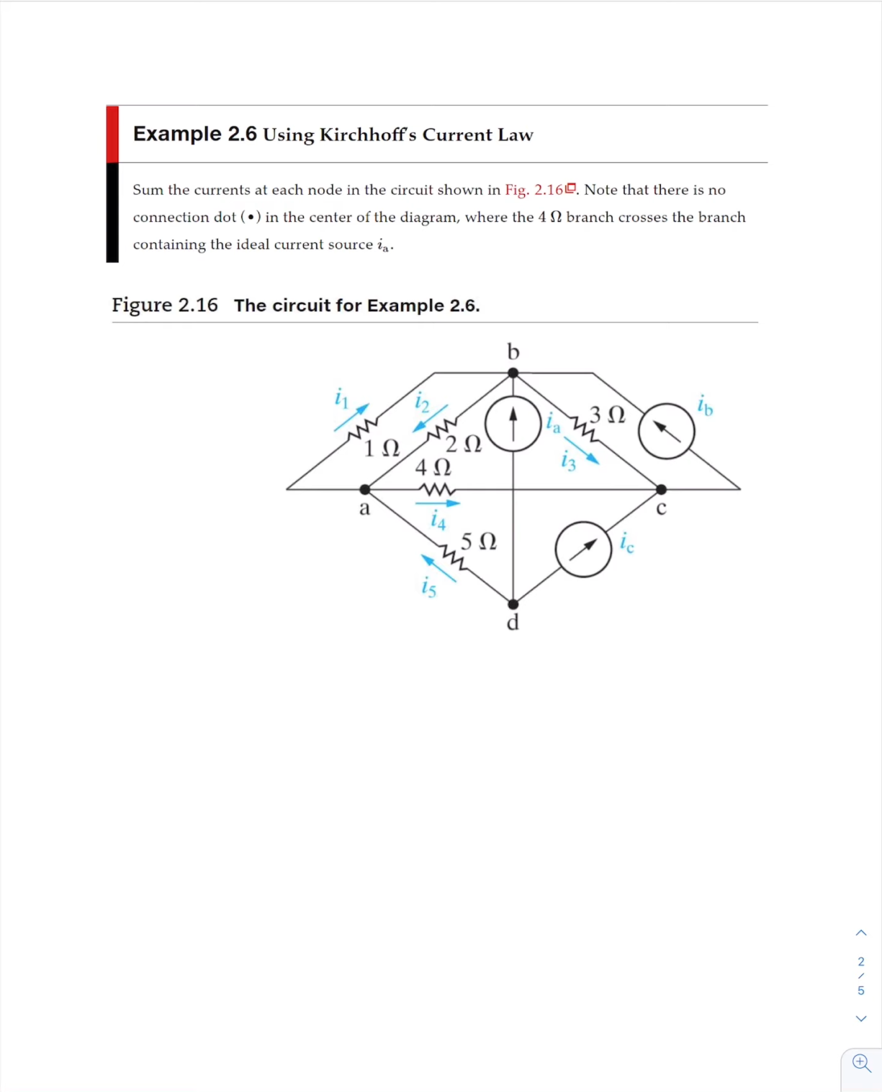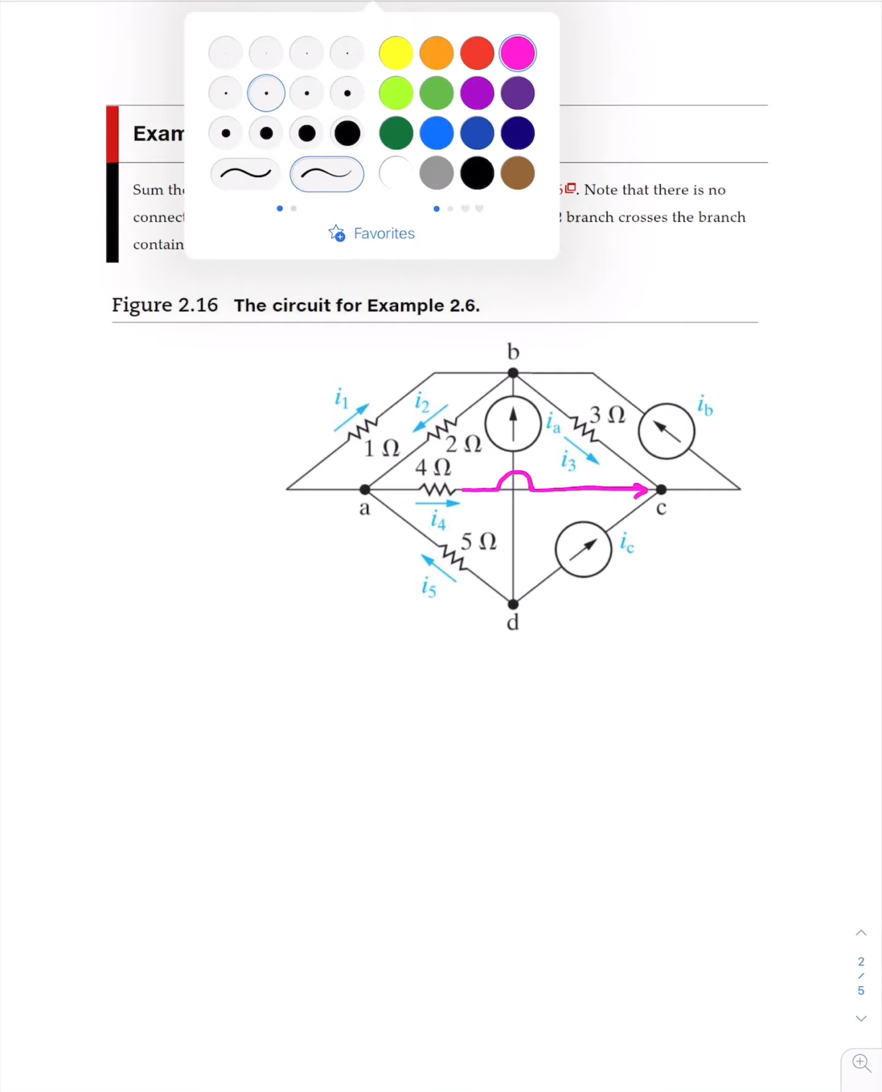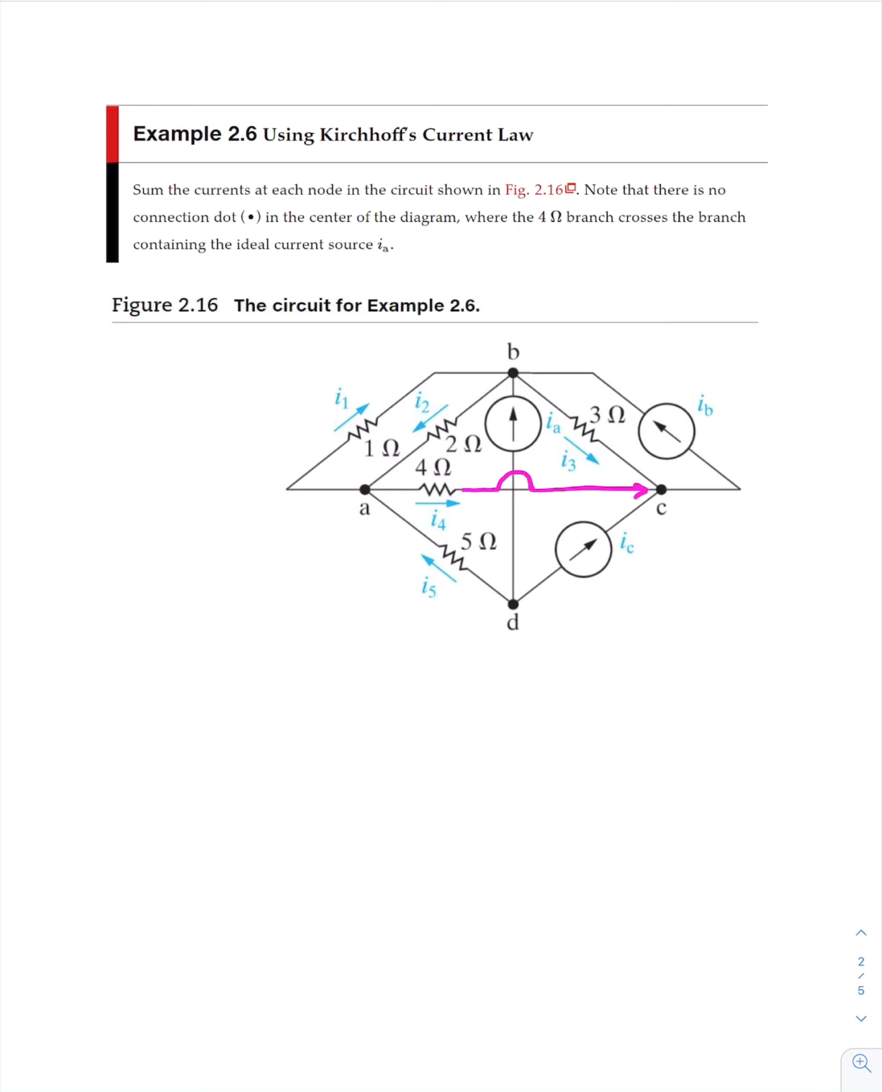Note that there is no connection dot here. So what does that mean? It means that this current is, the wire is like such. And it also means that this connection goes through this direction. Okay.